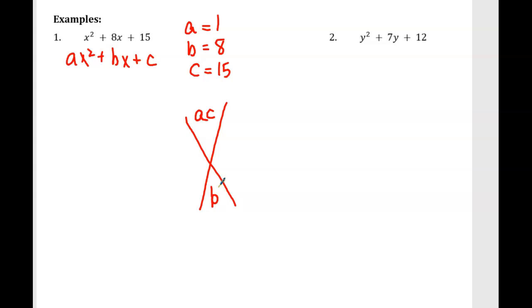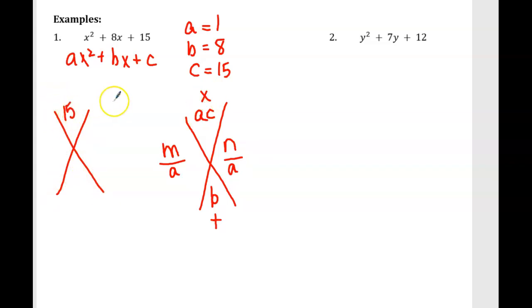And just like we did with the puzzle, we're looking for two numbers that when multiplied together equals the top, and when added together equals the bottom. Okay, so we're then going to find those two numbers, and we're going to call those two numbers m and n, and then we're going to divide both of them by the leading coefficient, which is a. All right, so in this first example, when I make my x, a times c would be 15, and my bottom would be 8. So just like the puzzle, now I'm looking for two numbers that I can multiply to get 15 to add up to 8.